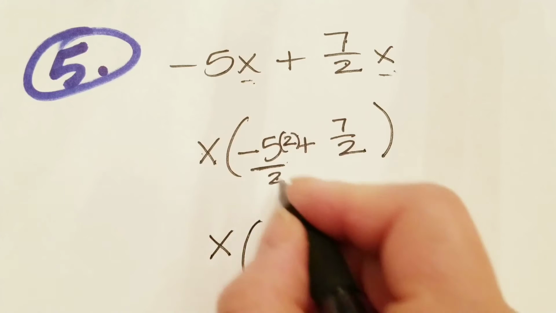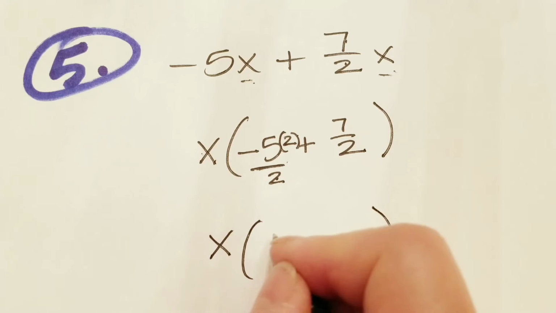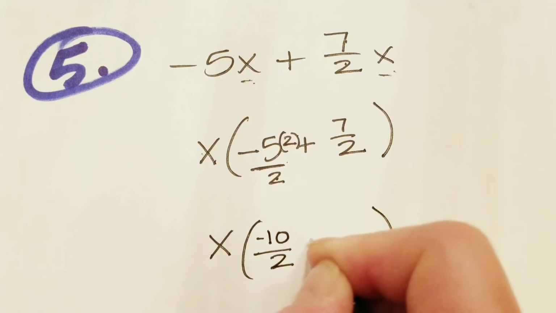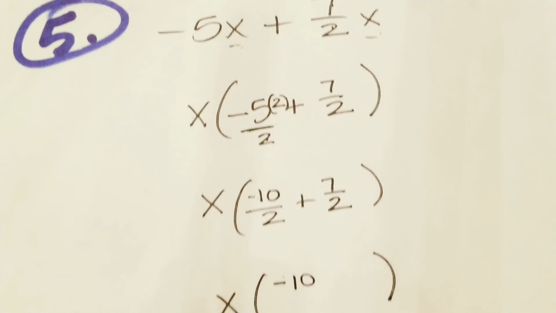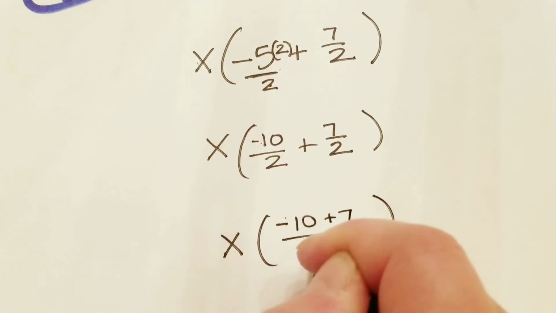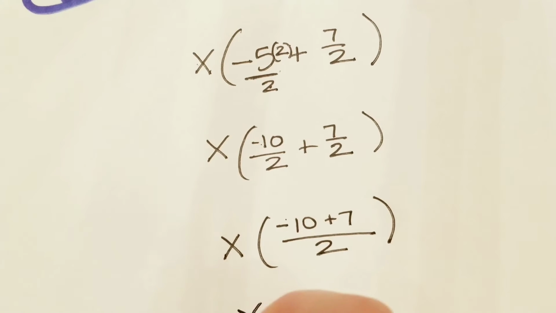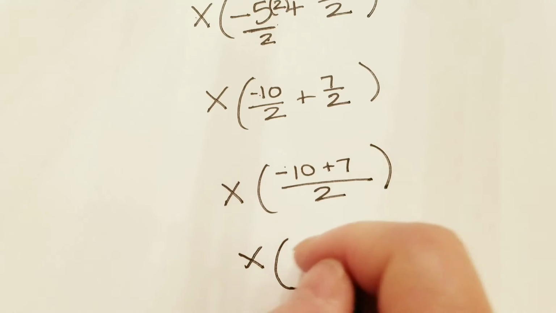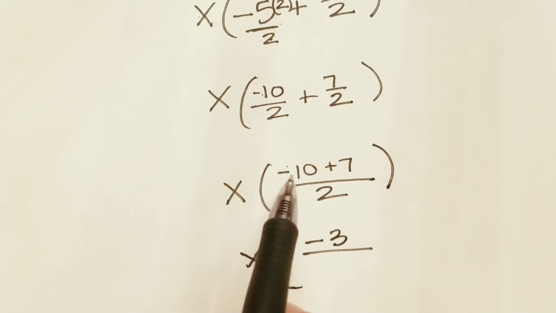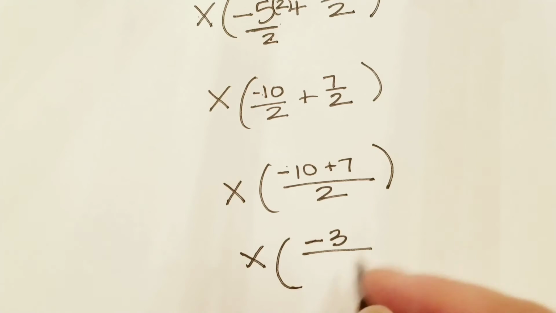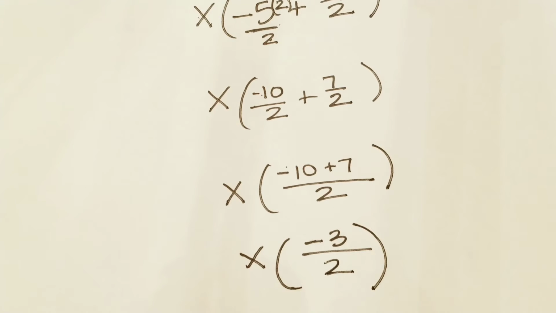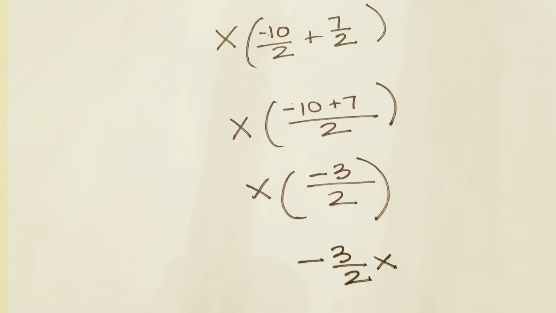So let me rewrite my problem again. Negative 5 times 2 is a negative 10 over 2 plus 7/2. And I'm going to rewrite my problem again just so it's easier on the eye. Negative 10 plus 7, and there's my common denominator of 2. And then negative 10 plus 7 is a negative 3. Again, remember, the bigger number with that negative, that's the sign you keep. And then 2. And then I'm going to go ahead and write this properly as negative 3 halves x.